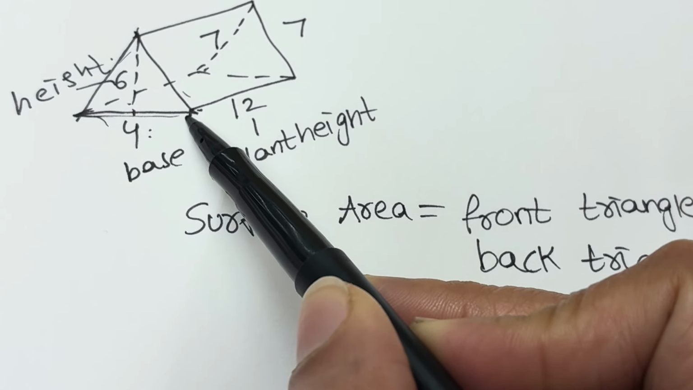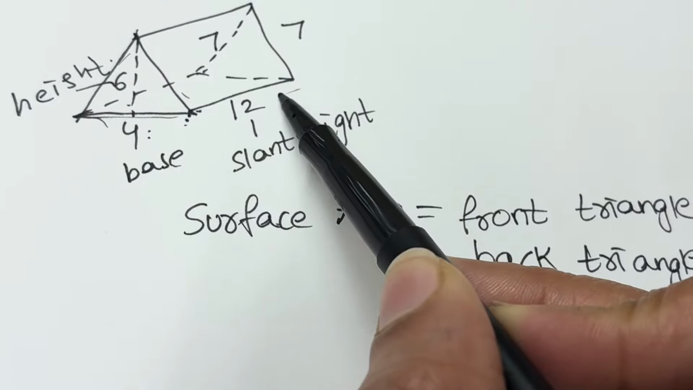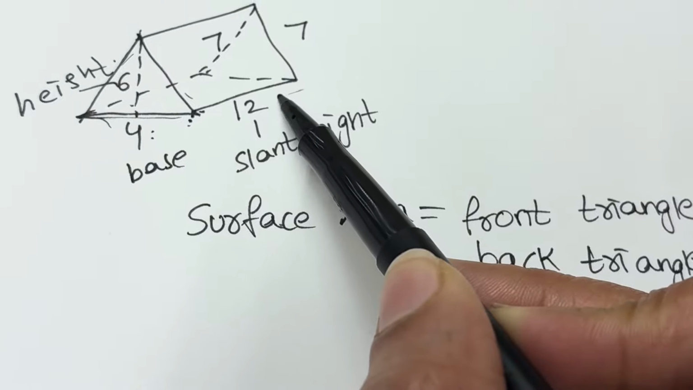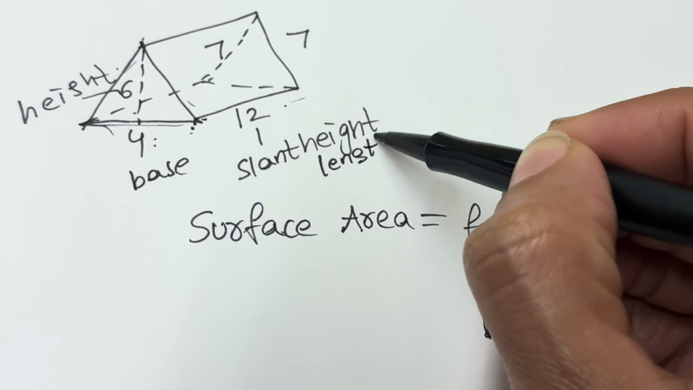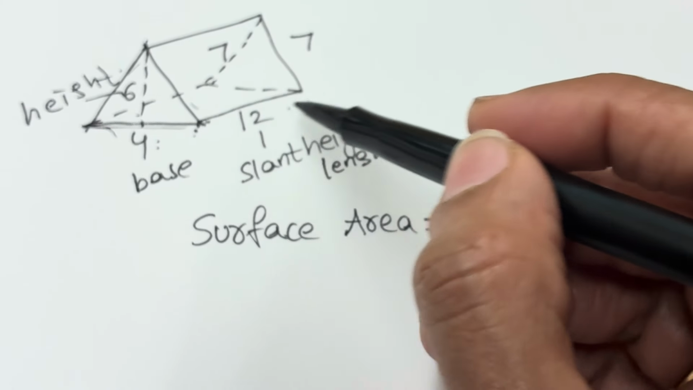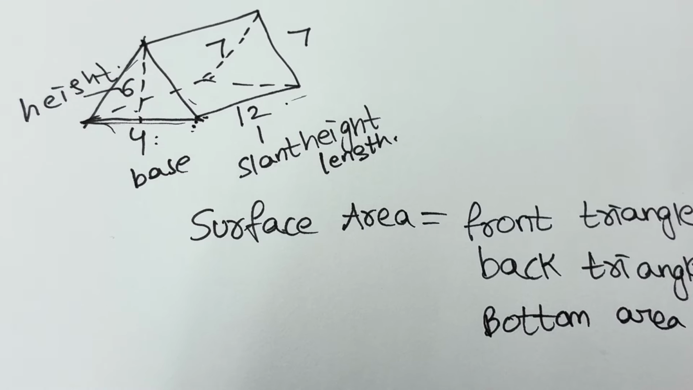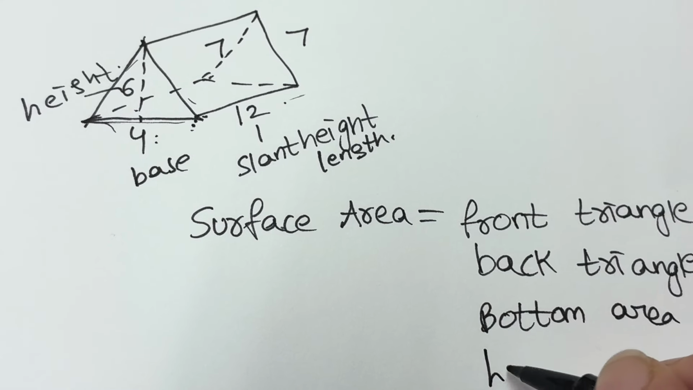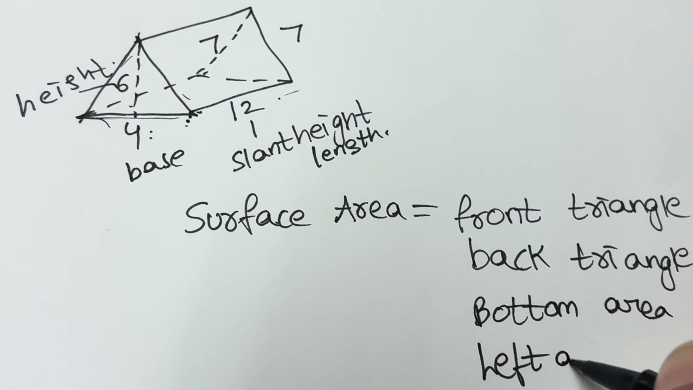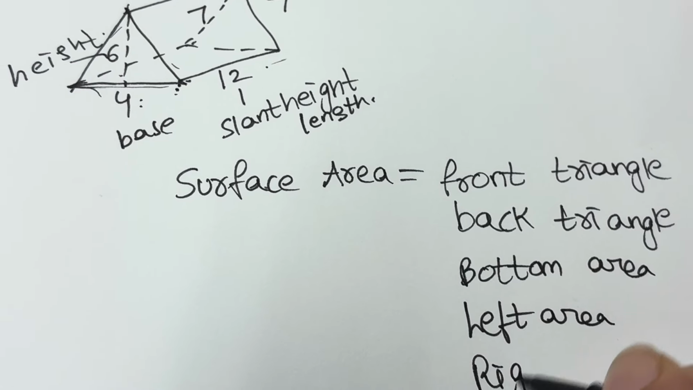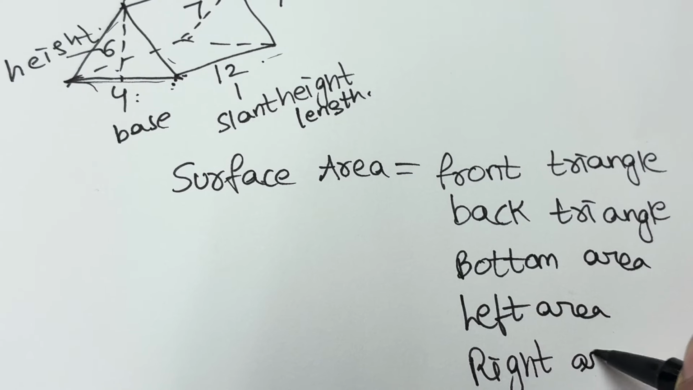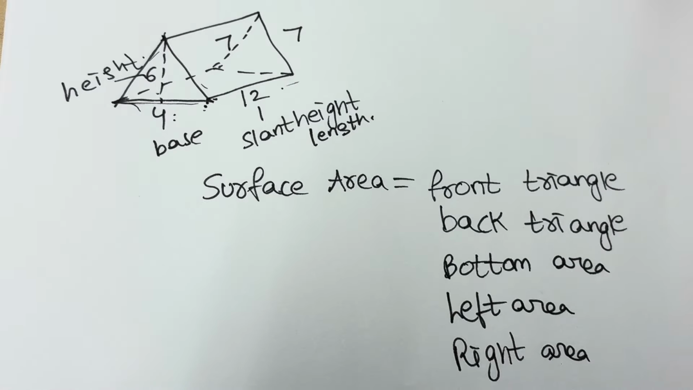Here is the base of the triangle and 12 is the slant length. We call it the slant length. Base and slant length give us the bottom area, and we have one more left: the left area and right area of the prism. So how do you calculate the left and right area?